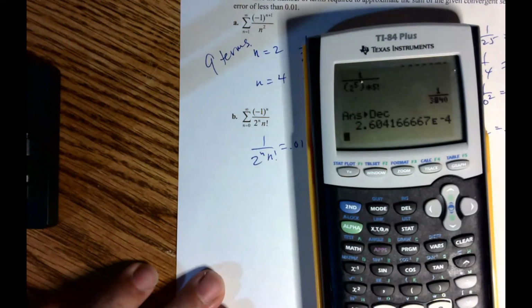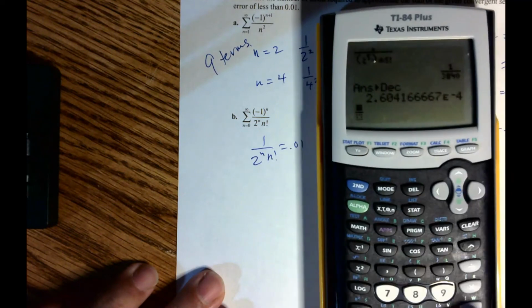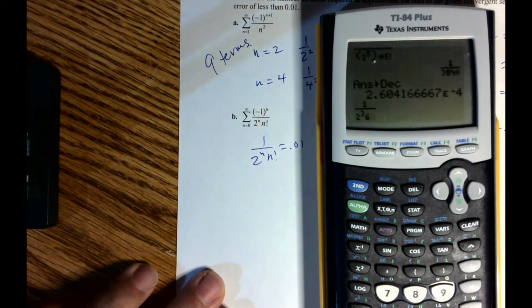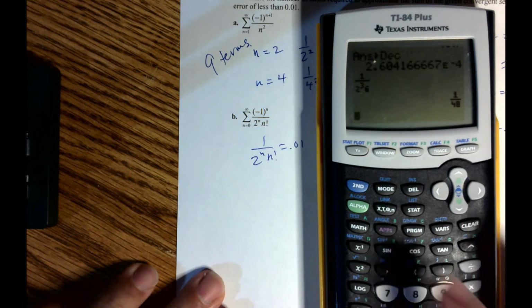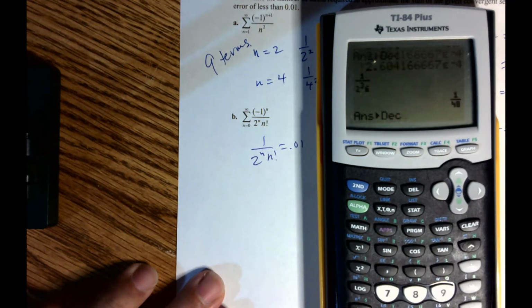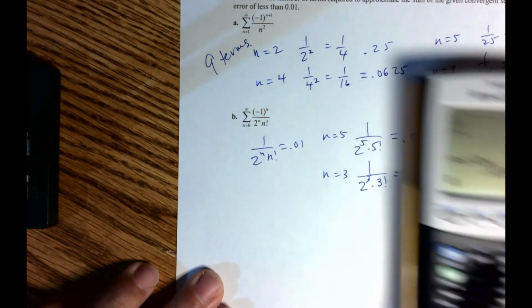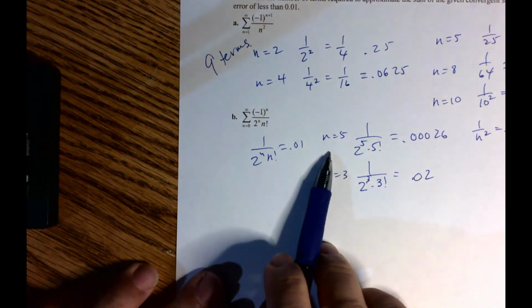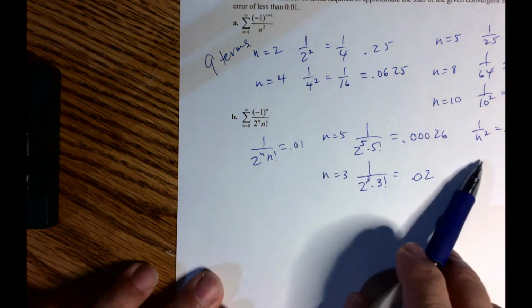So I'm going to put that in the calculator. So it's 1 over 2 to the 3rd times 3 factorial, that's 6. Put it in. And I get 1 over 48, which is, math 2, enter, 0.02. So I missed it by 1. Right? Or maybe 4 is not enough either.